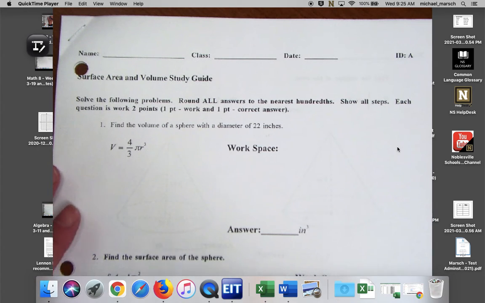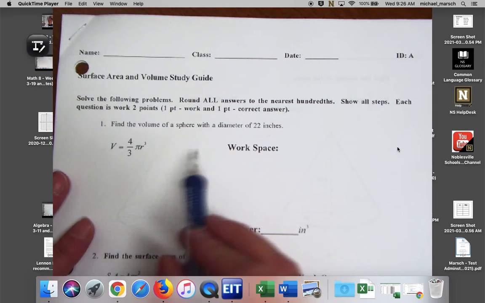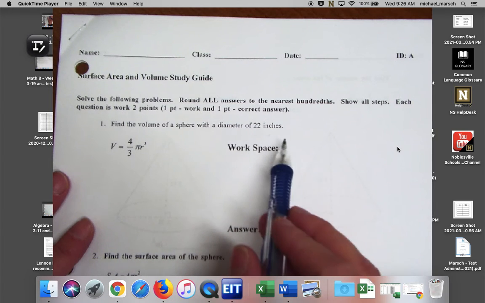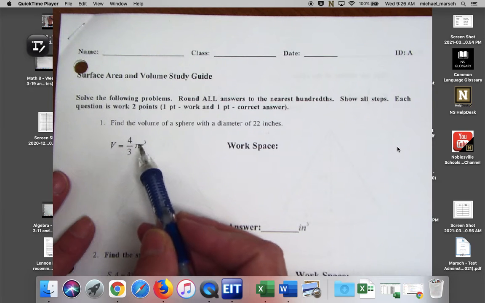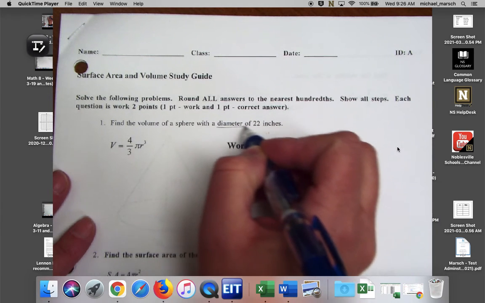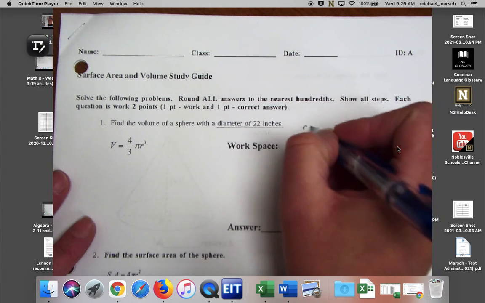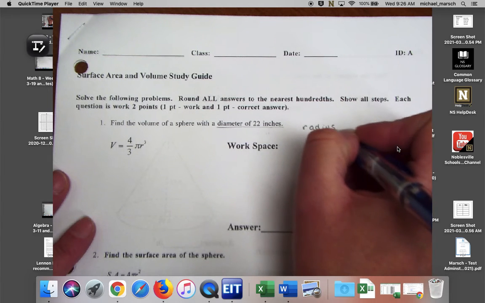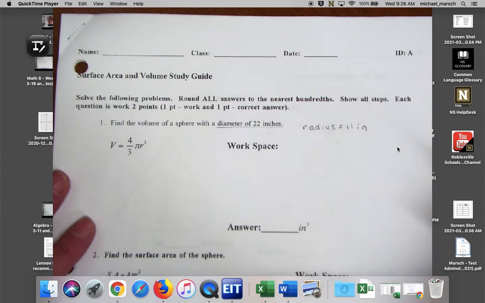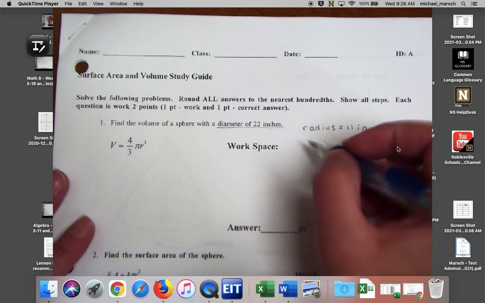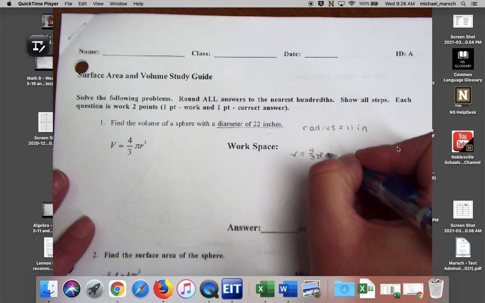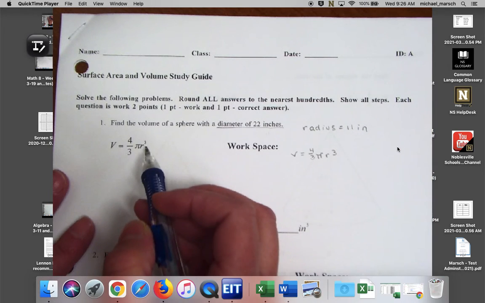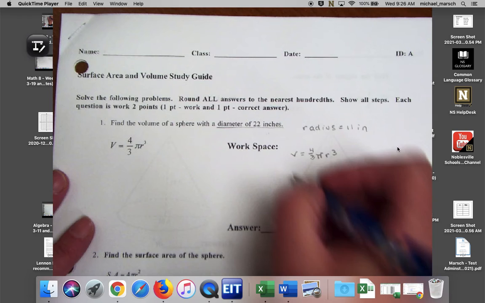So this first question says, find the volume of a sphere with a diameter of 22 inches. So right away, we look at the formula and we know we need the radius. So I'm going to have to take this diameter, cut it in half, and find out that my radius is 11 inches. So I'm going to use that 11 in my formula. So when I come here, I'm going to do volume equals 4/3 pi r cubed. I think I might have said squared like 2 seconds ago, but it's cubed.